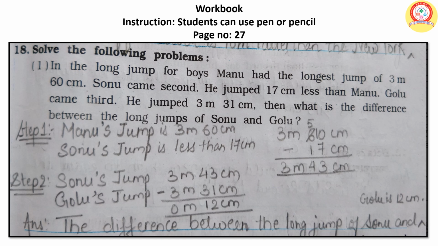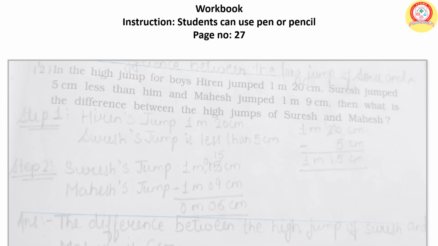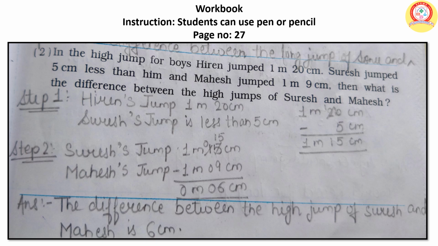Okay, children. Now let's move to question number 2. In the high jump for boys, Hiren jumped 1 meter 20 centimeter, Suresh jumped 5 centimeter less than him, and Mahesh jumped 1 meter 9 centimeter. Then what is the difference between the high jump of Suresh and Mahesh?